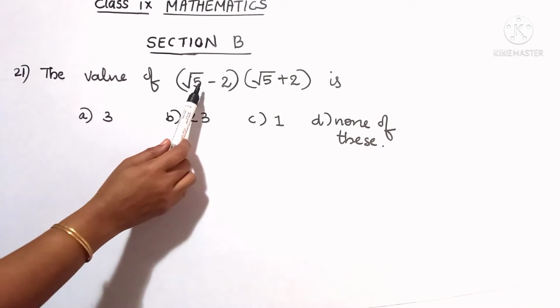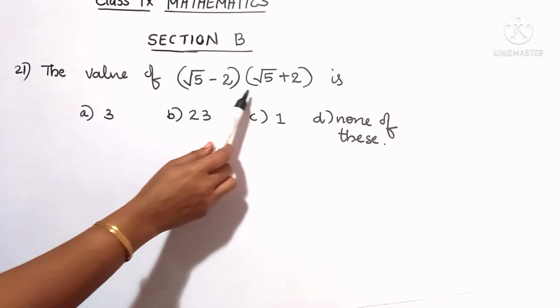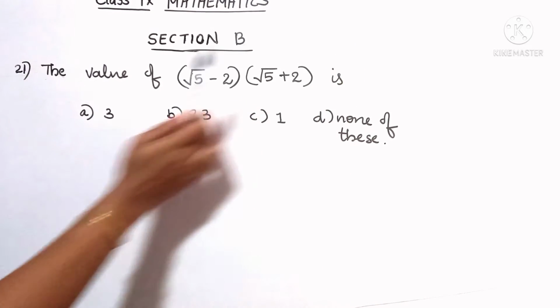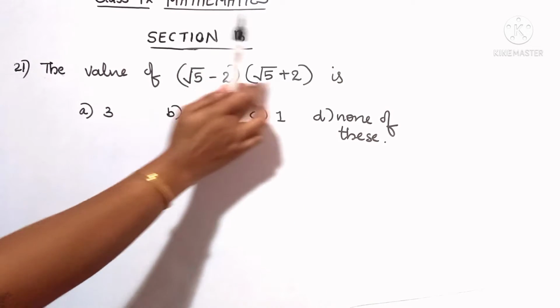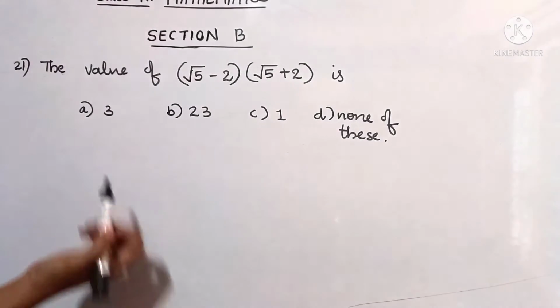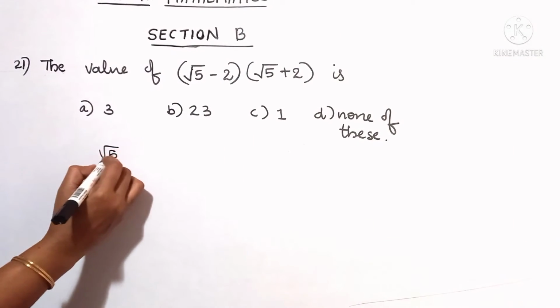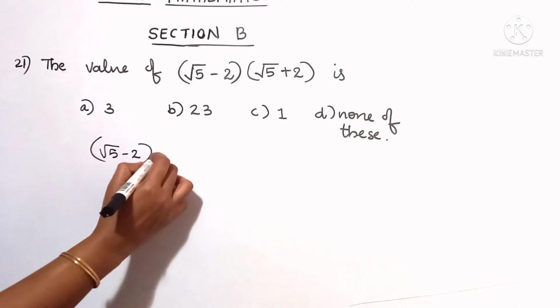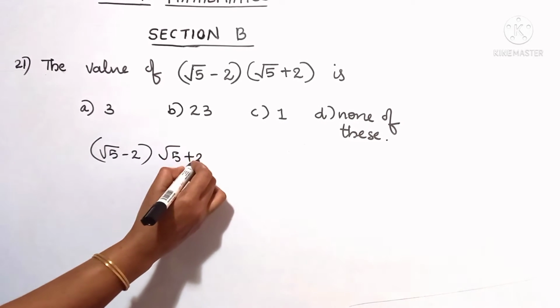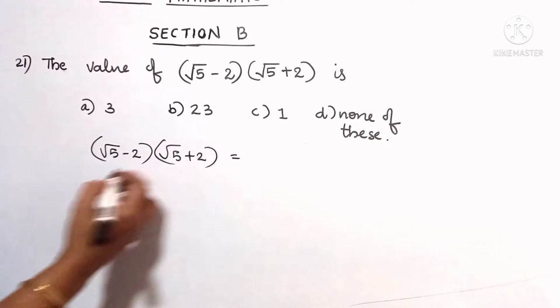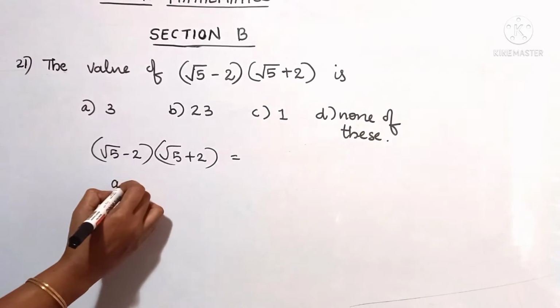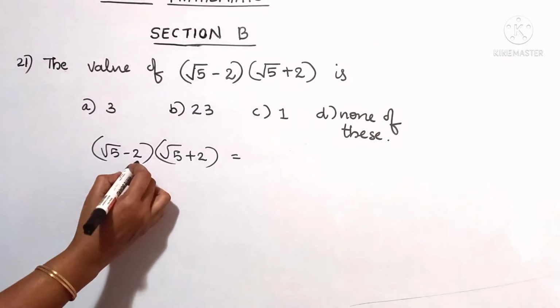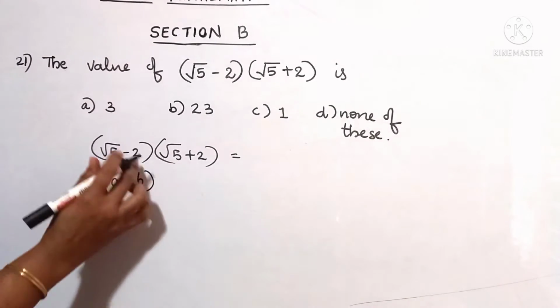This is Section B. First question, 21. The value of root 5 minus 2 into root 5 plus 2 is. Options are given here. We have to solve and find this answer. Root 5 minus 2 into root 5 plus 2 is equal to, you can see here, instead of root 5 we can give a, and instead of 2 we can give b.